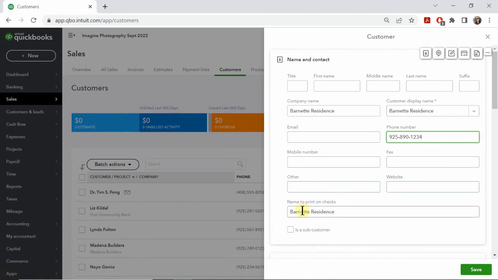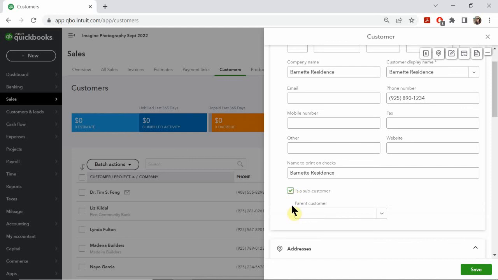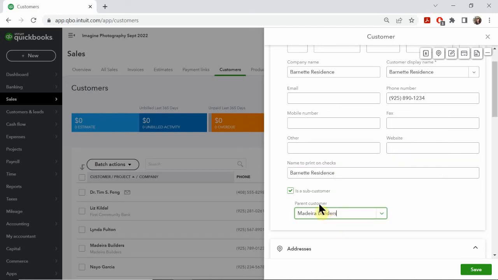Okay. In this case, we're going to leave the rest of the information. So yes, name on the check, right? We're not going to name it Barnett residents, because we're going to select that this is a sub customer. The first one says the parent company. Parent company is going to be Madeira Builders, right? And then it says, do you want to bill the parent? And yes, you guys are. You're going to be billing the parent instead of the customer itself.